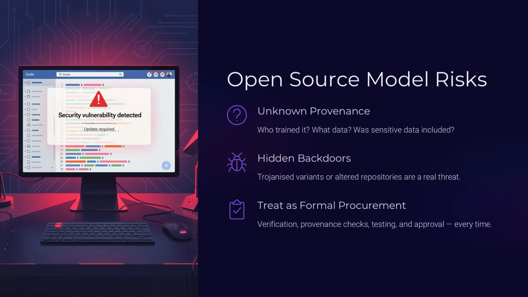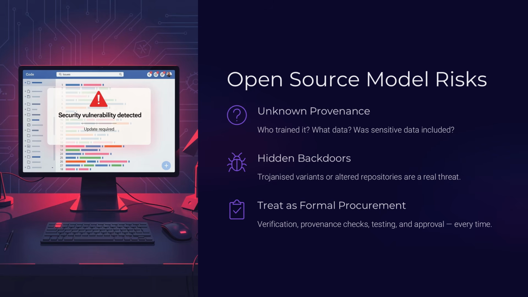Open source models are increasingly used for cost efficiency, customization, and local deployment requirements. They also accelerate innovation. However, open source introduces unique risks. You may not know who trained the model. You may not know what data influenced it. You may not know whether sensitive data was included. You may not know whether hidden backdoor behaviors exist. You may not know whether the model has been altered since publication. Even if you trust the model creator, the distribution channel may still be compromised. A malicious actor could publish a Trojanized variant, or a legitimate repository could be altered.